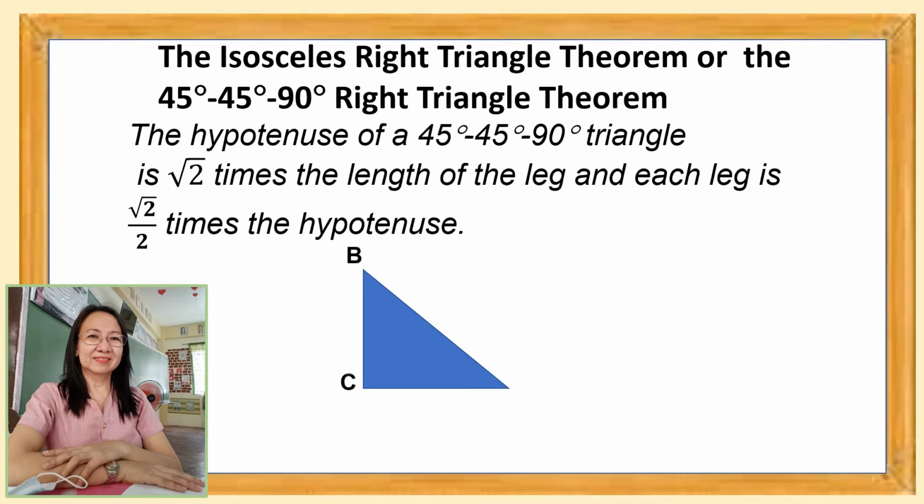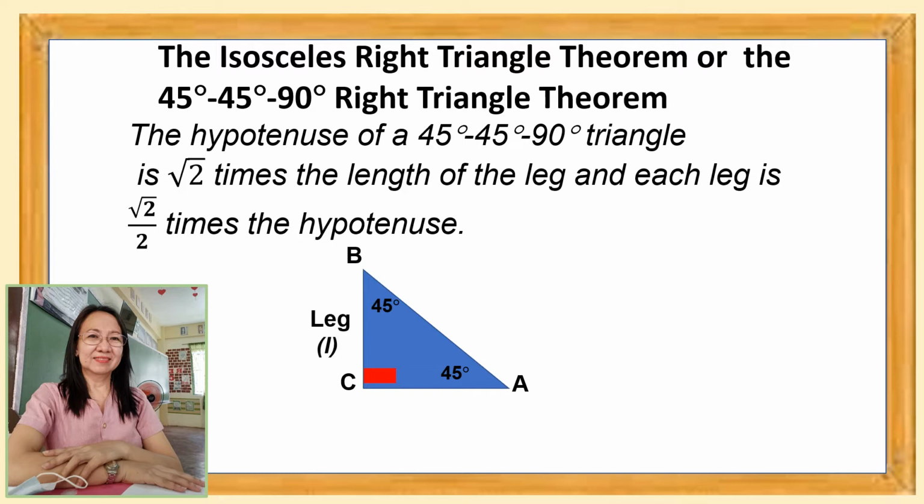So we have triangle BCA, wherein angle C is our right angle and it measures 90 degrees. Angle A measures 45 degrees and angle B is also 45 degrees. So the sum of the measures of the three angles is 180.